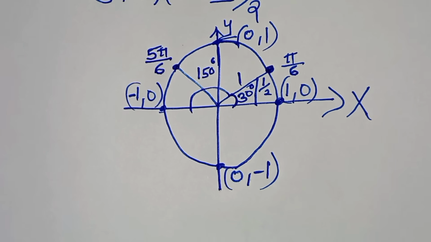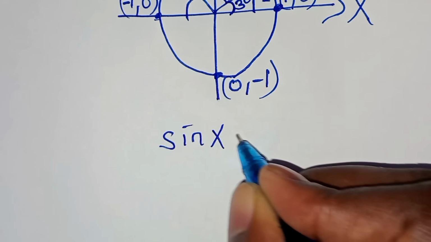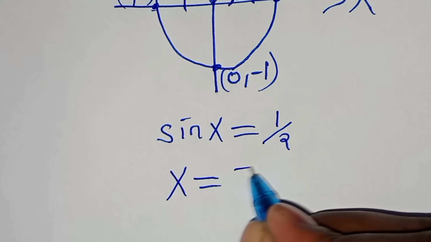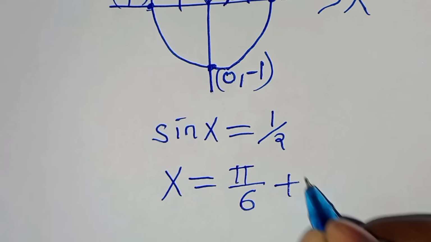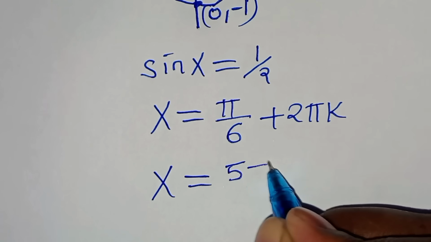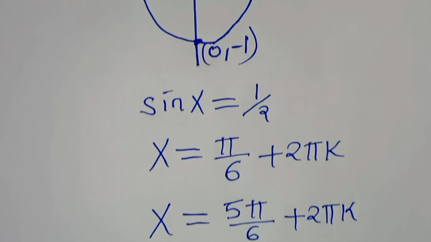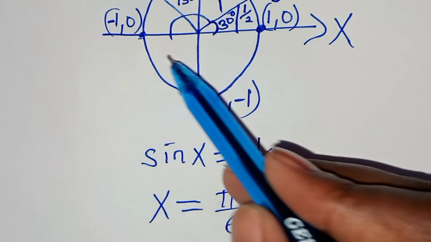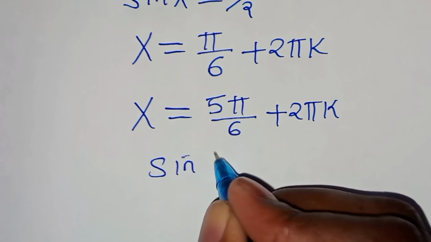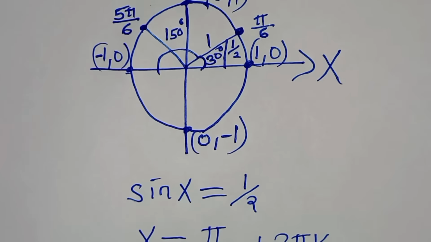5 pi over 6. Now, this implies that for sine x, which is positive a half, we have the values of x as pi over 6 plus 2 pi k, and we have a value of x again equal to 5 pi over 6 plus 2 pi k. So these are the positive values of sine x which are above the plane. Now let's solve for sine x, which is equal to minus a half.